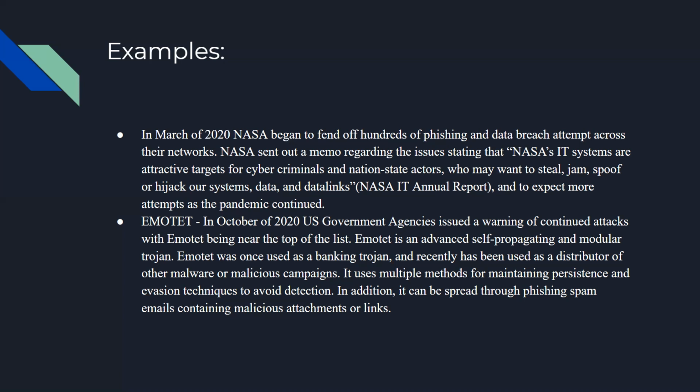In October 2020, a US government agency issued a warning of continued attacks, with Emotet being near the top of the list. Emotet is an advanced self-programming modular Trojan. Emotet was once used as a banking Trojan and recently has been used as a distributor of other malware or malicious campaigns. It uses multiple methods for maintaining persistence and evasion techniques to avoid detection. In addition, it can be spread through phishing spam emails containing malicious attachments or links.